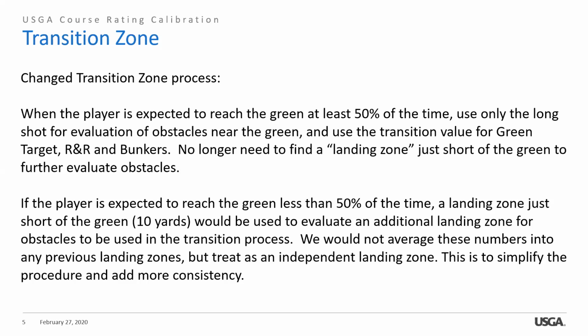I don't know. Mark, do you know? So on this shot here, if someone gets there less than 50% of the time, you're still using the transition zone rating value in the target table? Is that correct? That would be my summation.